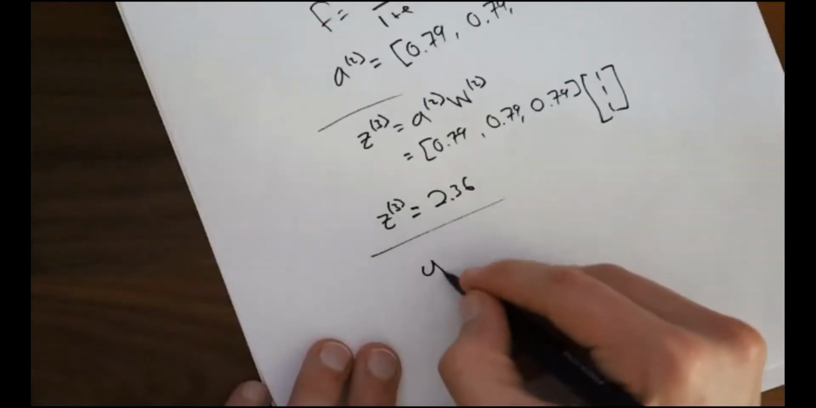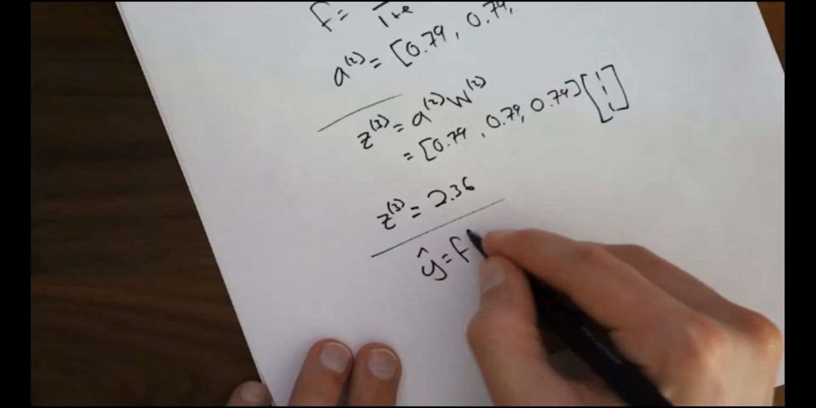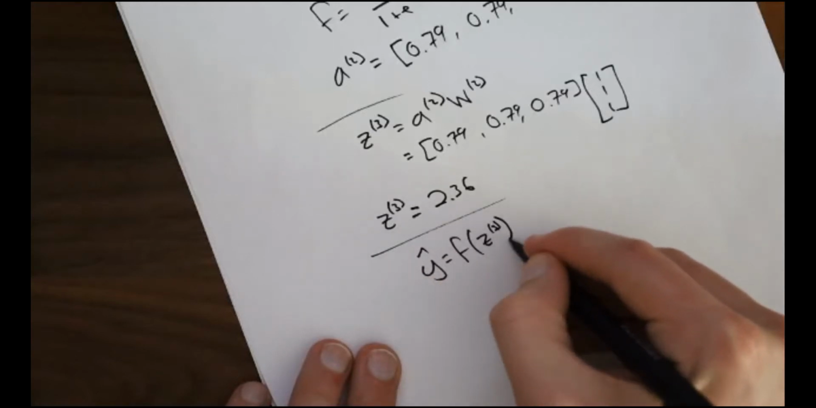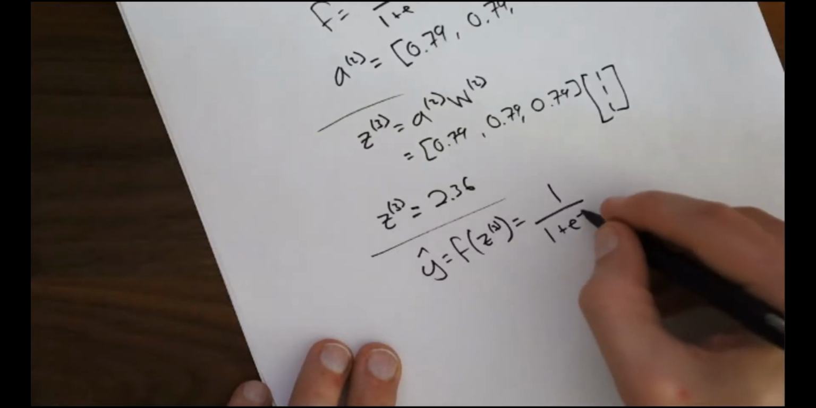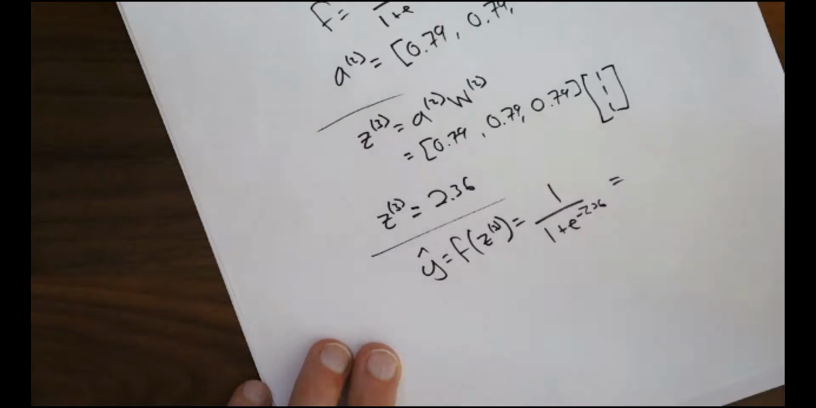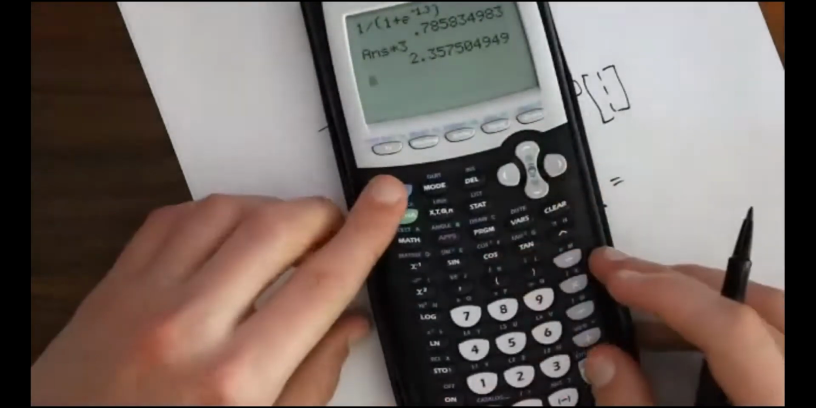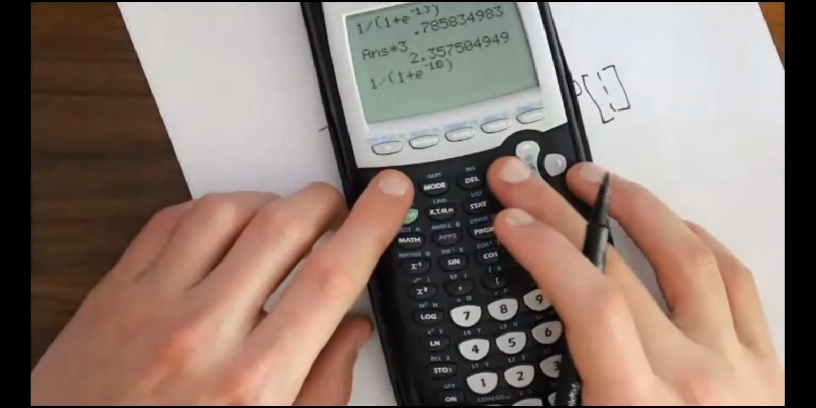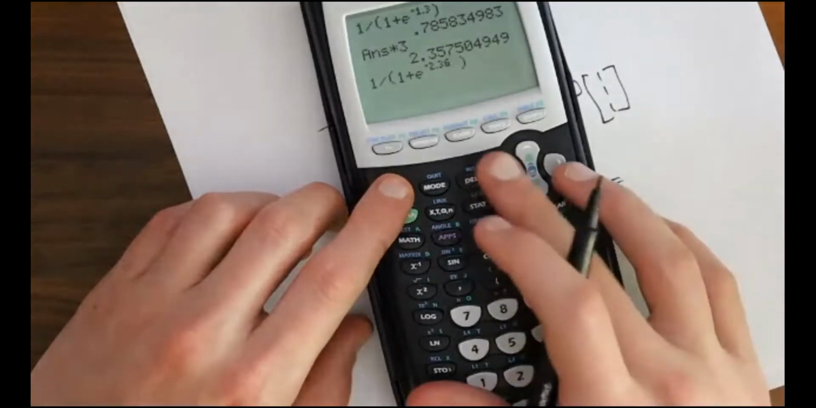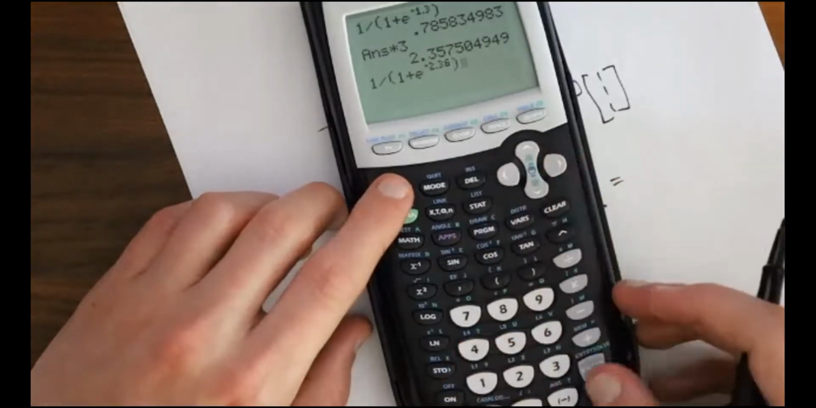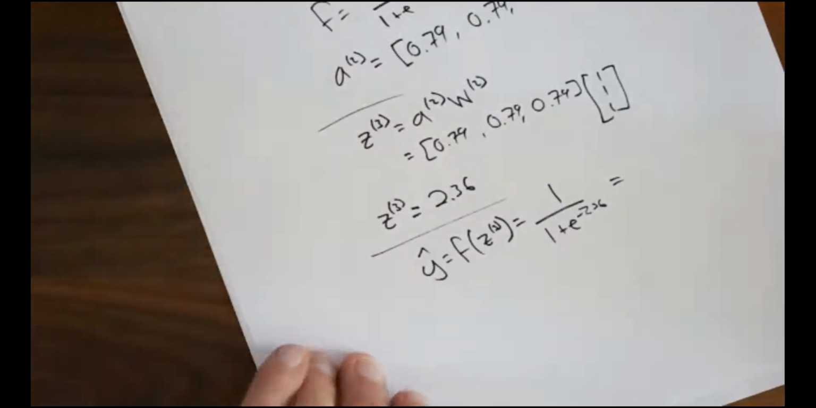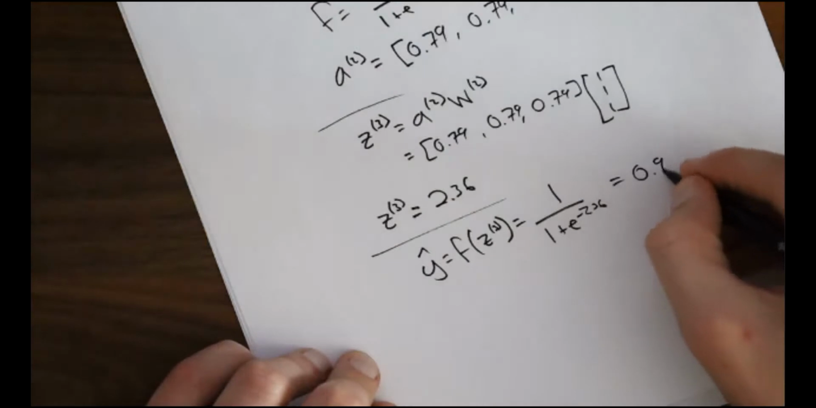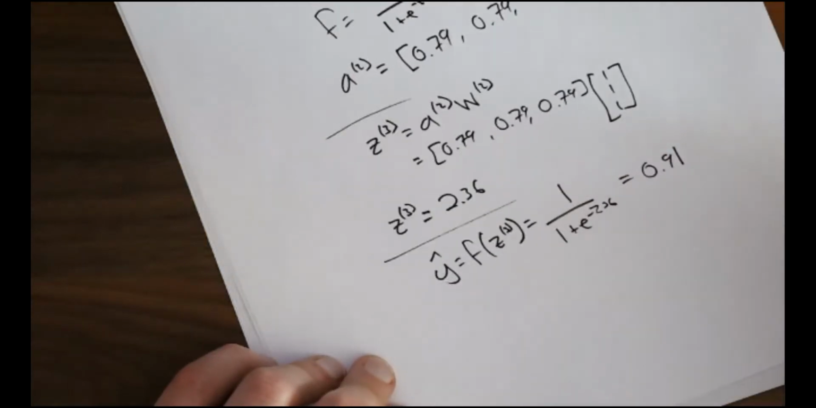And then finally, we're going to do y hat is equal to f of Z3. So this is 1 over 1 plus e to the minus 2.36. So I'm going to plug that in now. And you could use Python or something if you wanted to. Thank you so much, Sai. Yep, so 0.91, correct. So we get 0.91. Thanks for following along. It makes me more confident that I'm doing it right. All right, cool. So that's y hat.